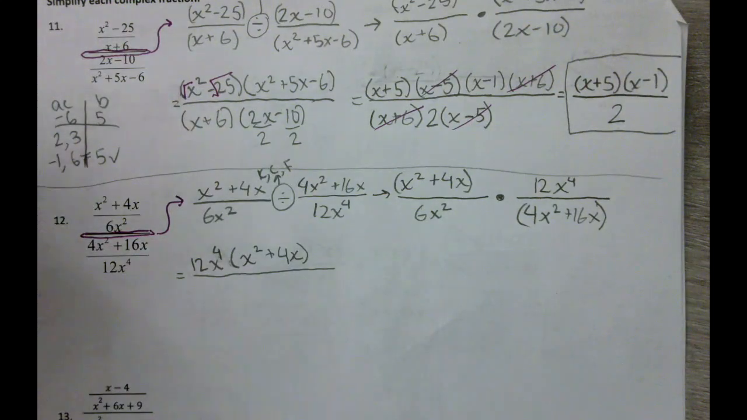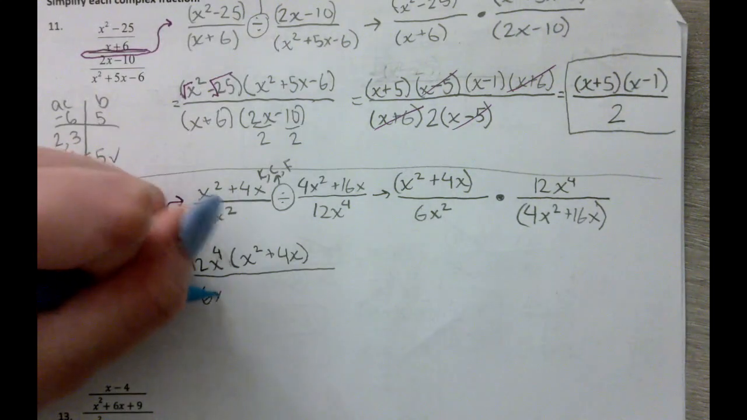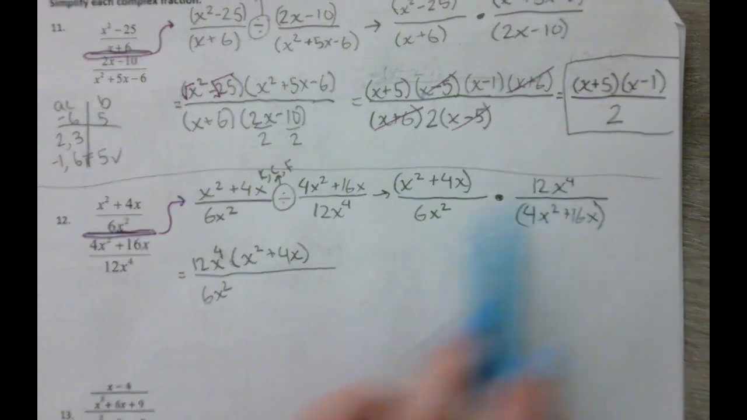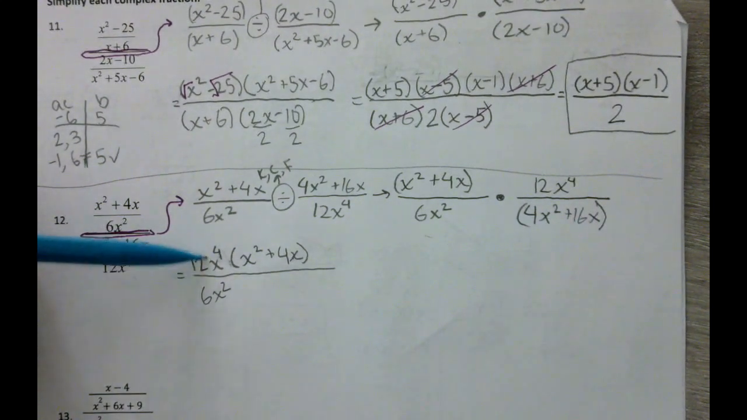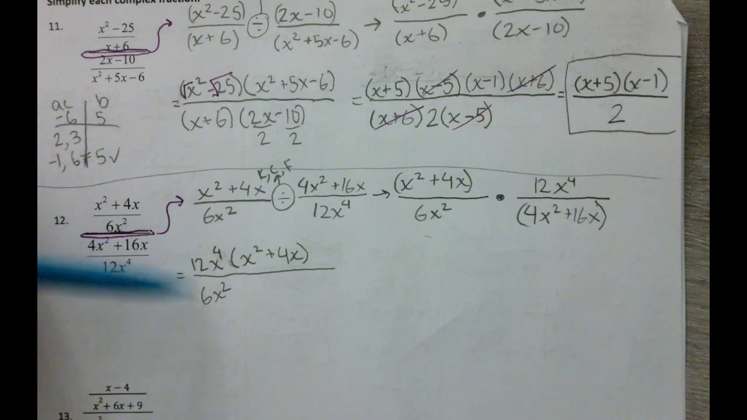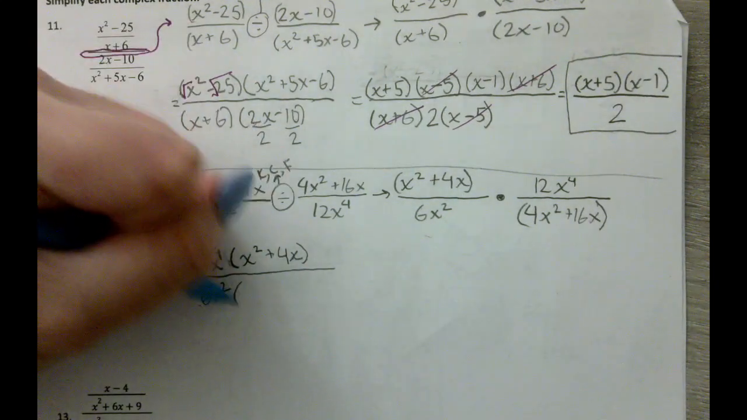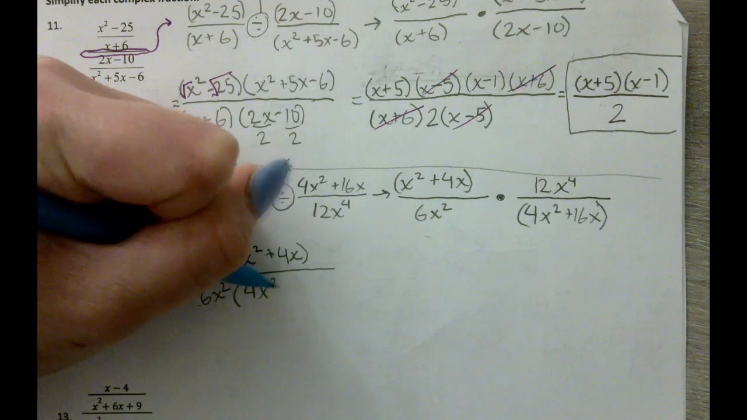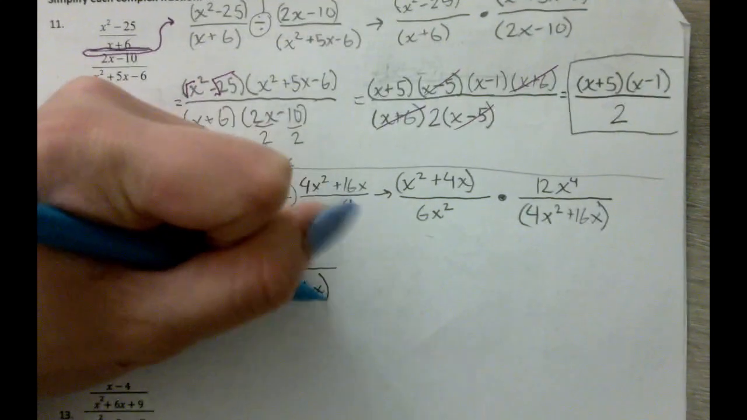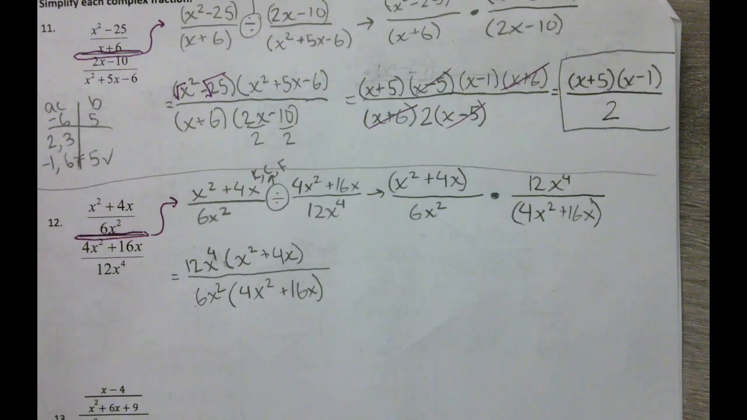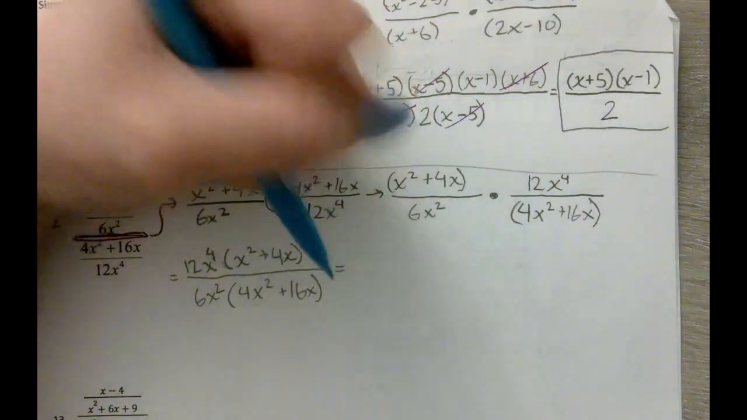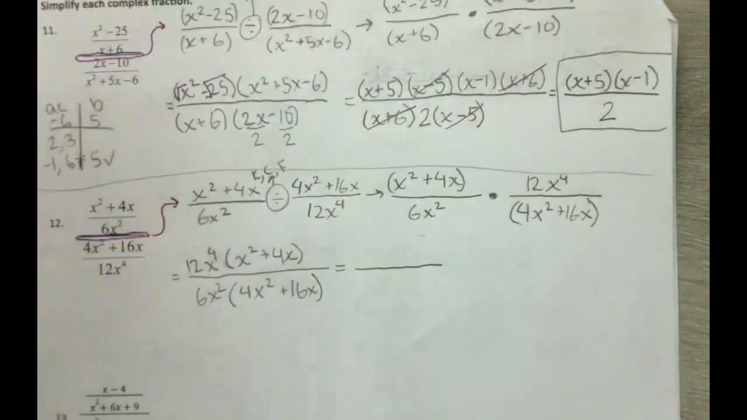On the bottom, we've got the 6x squared, which I do want in front as well, just like with the 12x to the 4th. You can kind of see, hopefully now with them over each other, why I wanted them in front. And then 4x squared plus 16x. All right, let's go ahead and start simplifying.